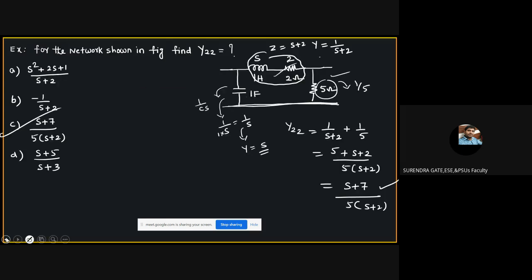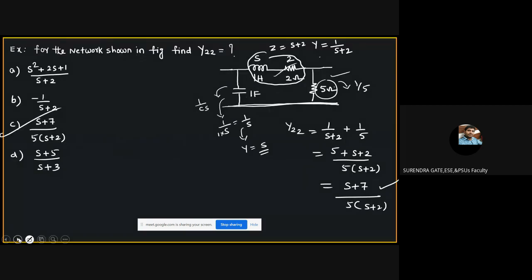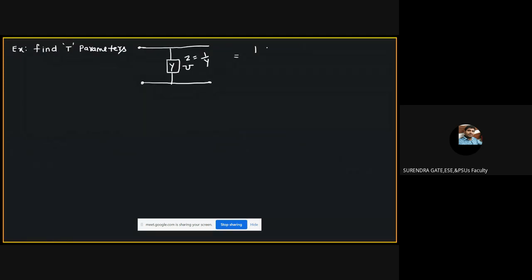You see, this is a parallel branch. T parameters: 1, 0, 1 by Z, 1. But Z is 1 by Y. So 1, 0, Y, 1. Then what are the T parameters? 1, 0, Y, 1. That is the answer. 1, 0, Y, 1 is the T parameters.